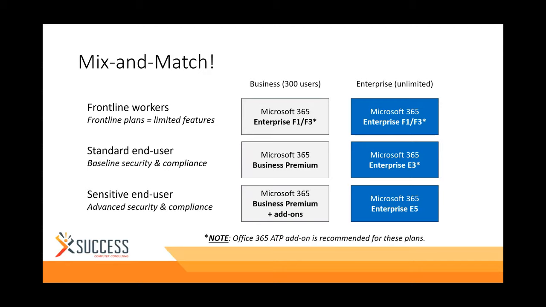And I put a special note here on the E3 as well as the frontline worker plans. Those plans do not include Office 365 Advanced Threat Protection. Now, one of the killer features in Microsoft 365 Business Premium is that it does include advanced threat protection. And this is basically just intelligence that helps to better protect your email.